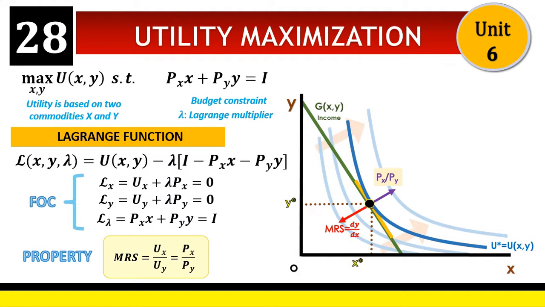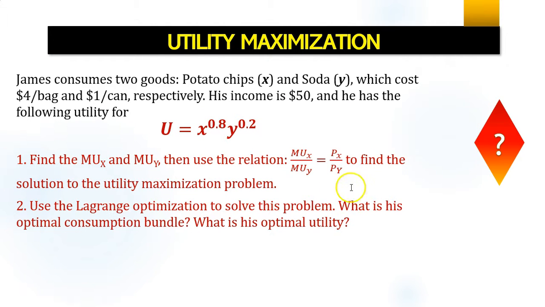So here we will solve first using the property of the utility problems, and then we will solve the problem using the Lagrange optimization. And in both cases, we need to answer what is his optimal consumption bundle and what is his optimal utility.